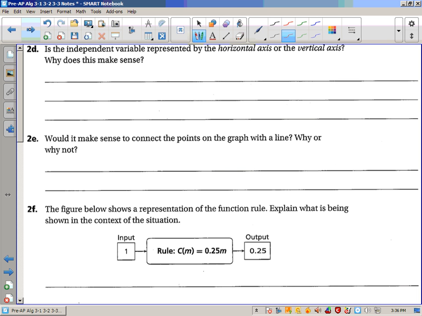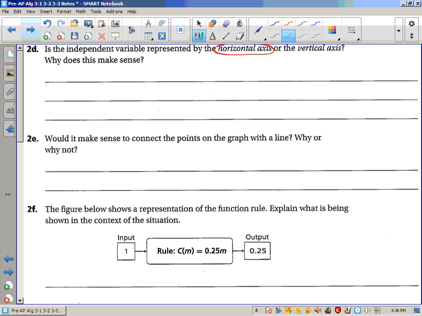So we already talked about this. The independent variable is represented by the horizontal axis. Okay, it's convention. It doesn't absolutely have to be that way, but it's just the way we're used to it. So I'm not going to really talk about why this makes sense. It's just the way we do it. But this next question is interesting.